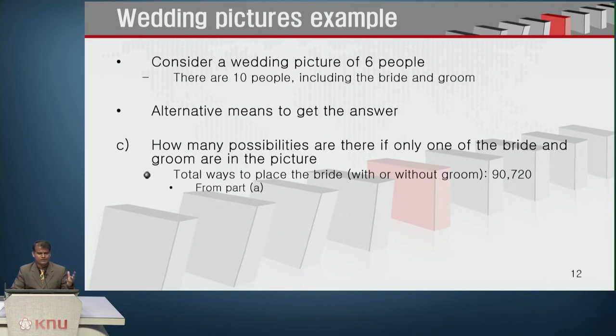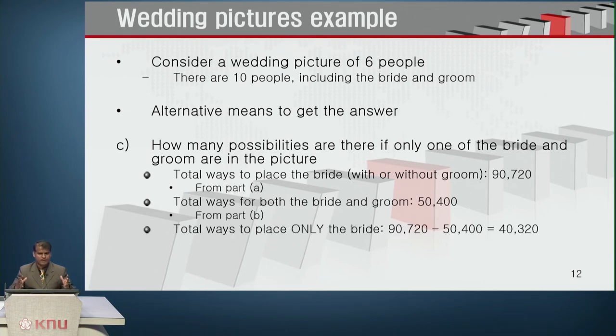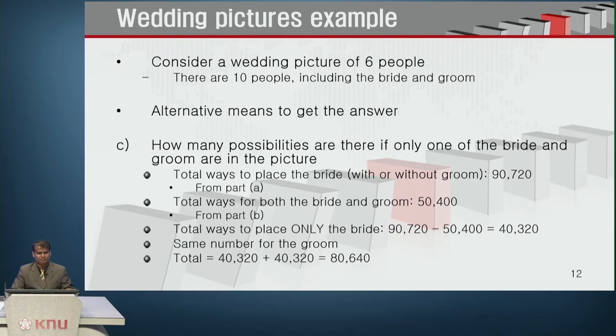So you can go for two ways to place the bride, with or without the groom. We know 90,720, which we have seen earlier, and the ways for both bride and bridegroom, that is 50,400, we have seen earlier in the slides. And the total ways to place only the bride is 90,720 minus 50,400, that is 40,320. And does this sound similar? Yeah, that's the same number for the groom. We just arrived at the same. So the total for the bride and groom would be 80,640.